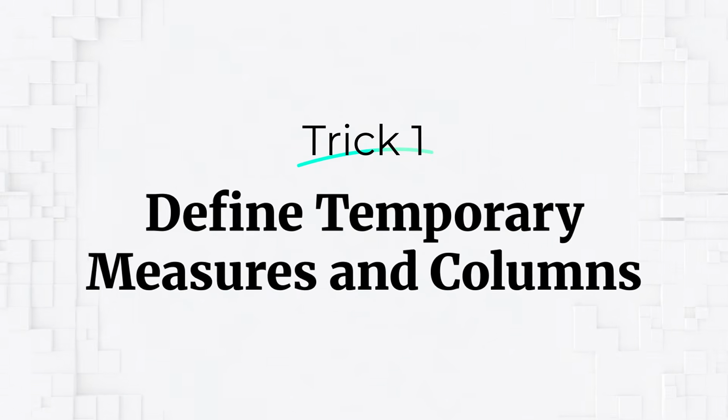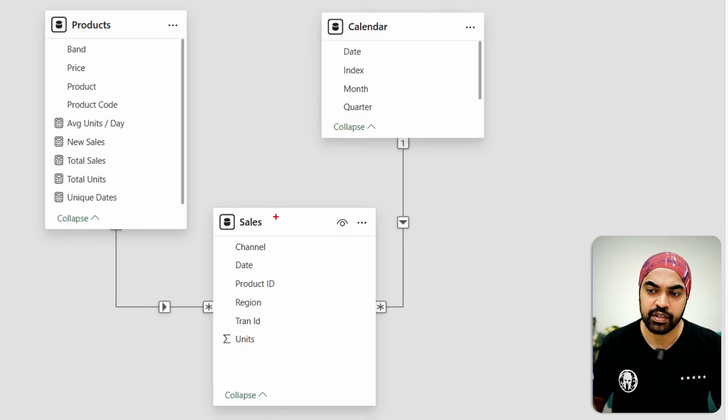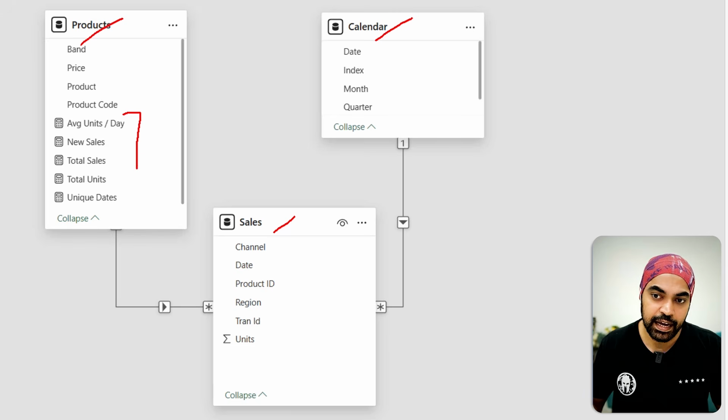Trick number one: you can define temporary measures and columns in your model for the time being, and you can also evaluate them. Let me show you what I mean. I'm working with a simple model. We have the sales table, the products table, and the calendar table. And in the products table, I have a few measures.